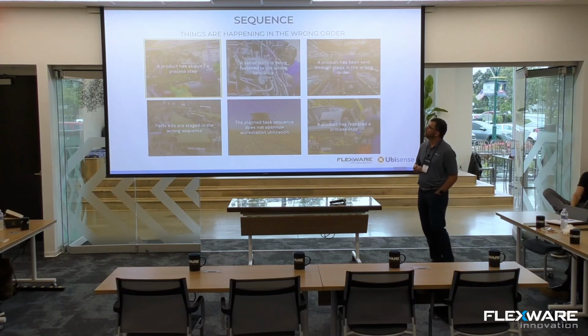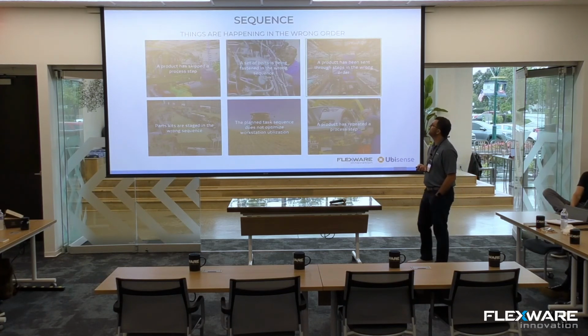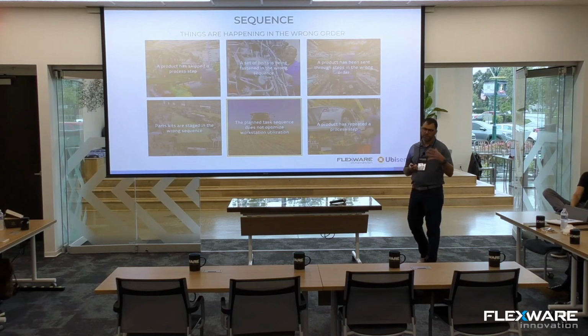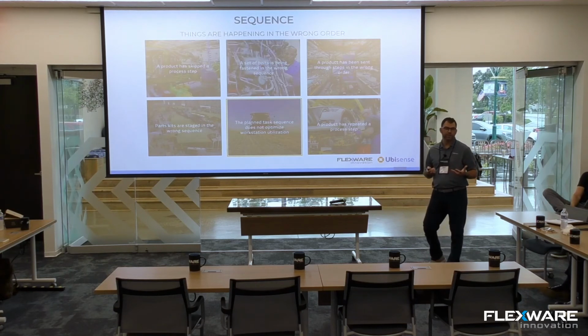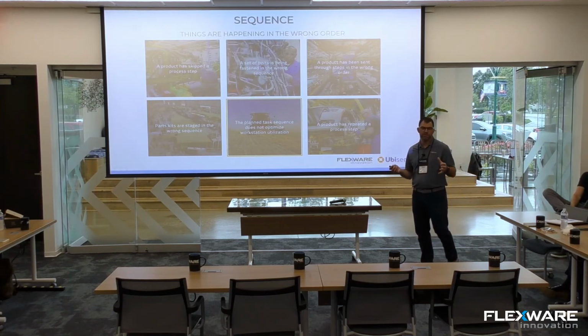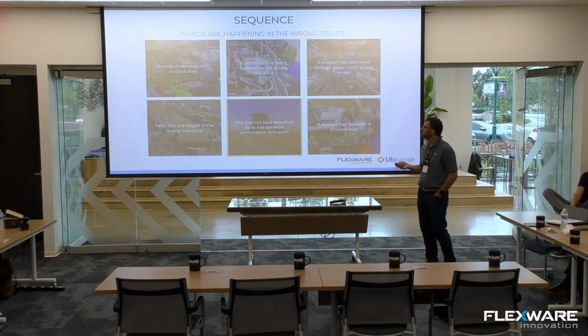Sequence, the last one here. A product has skipped a process step. A set of bolts being fastened in the wrong sequence. Product has been sent through the wrong steps in the wrong order. Part kits are staged in the wrong sequence or the wrong area. The planned task sequence does not optimize the workstation utilization, so we'll talk a little bit about our data lake. Our data lake is location history. And when you look at location history over a long period of time, you can really start to see your process, if you're watching and tracking the right things, and whether it's efficient or whether it's not efficient. A product has repeated a process step.